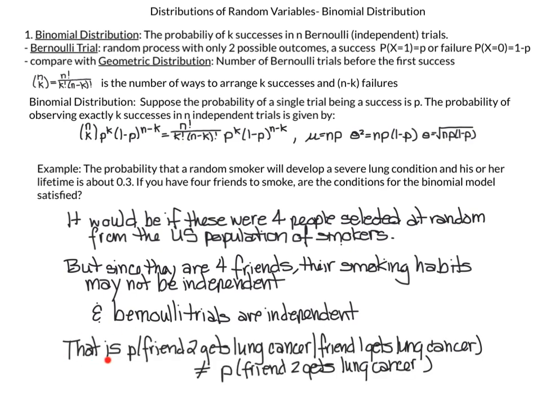Just for example, consider the probability that friend 2 gets lung cancer given that friend 1 gets lung cancer. This seems like a good conditional probability, because if you know the first friend gets lung cancer, it's more likely the second friend gets lung cancer because they're friends and they hang out and probably have similar lifestyles, choices, and smoking habits. So it's most likely a conditional probability and not simply one where you can just ignore the fact that friend 1 got lung cancer and say they are completely independent.